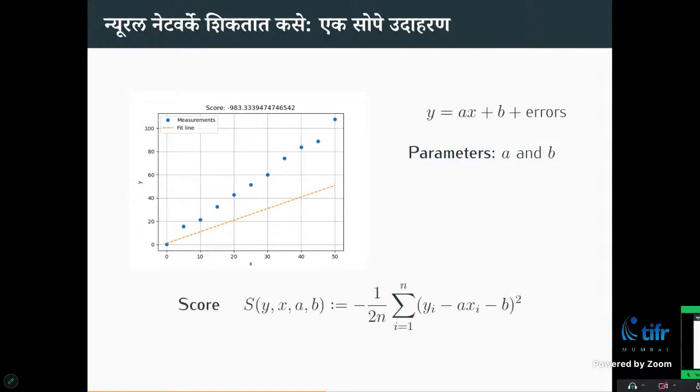It actually does something very similar to what is done in schools, or at least what is supposed to be done in schools. It is trying to learn this A and B. So it will say, okay, I have learned A and B. This is my A, this is my B. Then someone will come and say, okay, you have learned this A and B, so let me test you.